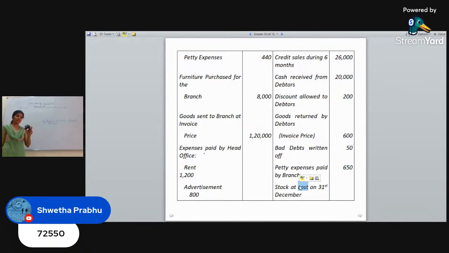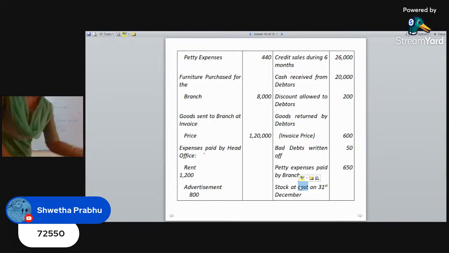But everything we need to mention or record at the invoice price, correct? Whatever branch stock they have given, they have shown at cost. So what do we need to do for this adjustment? For this, we need to add back the profit first. Add back the profit, or we can say loading of 25%. Loading at 25% is how much? 26,000 into 25 by 100.